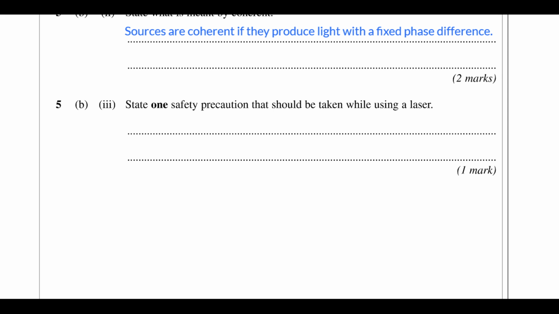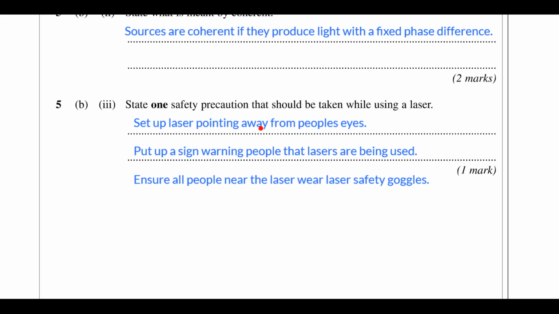So those are yours there. The one that you'd have used in your lab would probably be this first one. You set it up so it's pointed away. Obviously when you're doing it in class, everyone knows lasers are being used, so the sign's a bit irrelevant, and laser safety goggles are quite expensive, so it's very unlikely your school has those. So this is the one that really applies to you and the one you should be thinking about. Okay, let's move on to the next part.